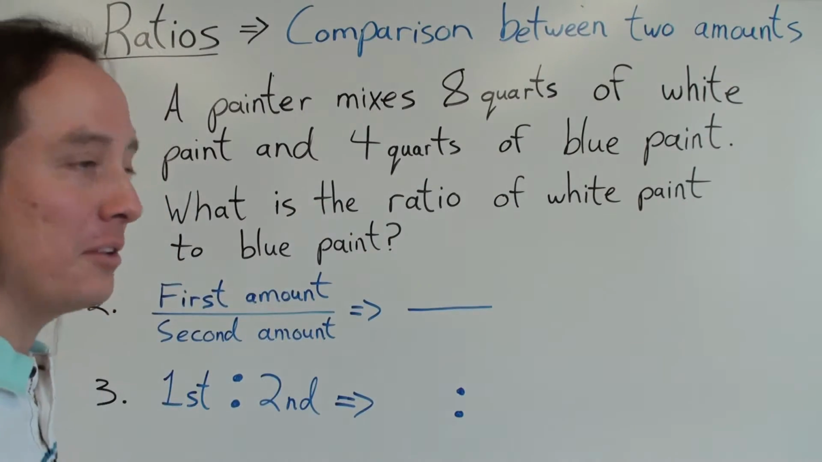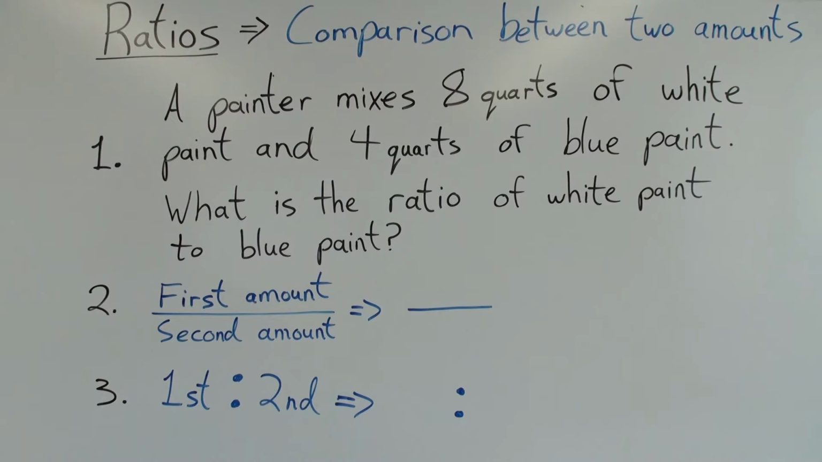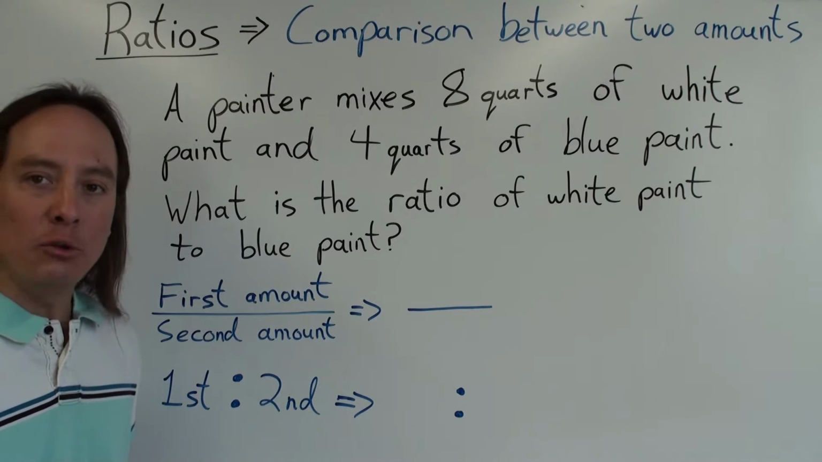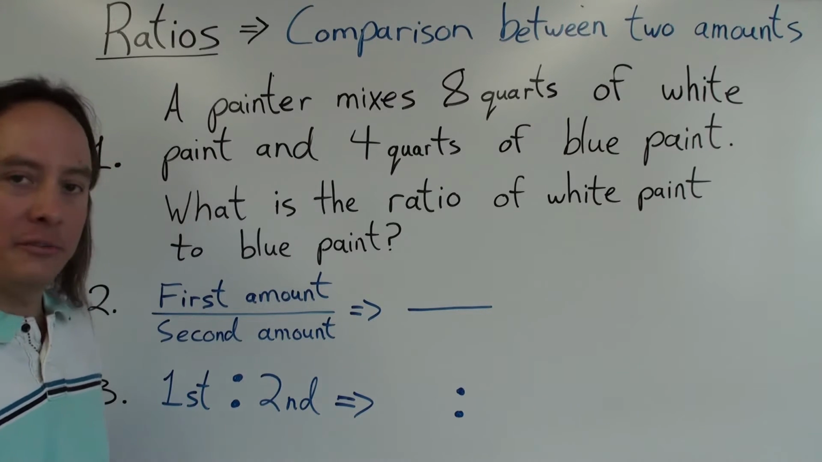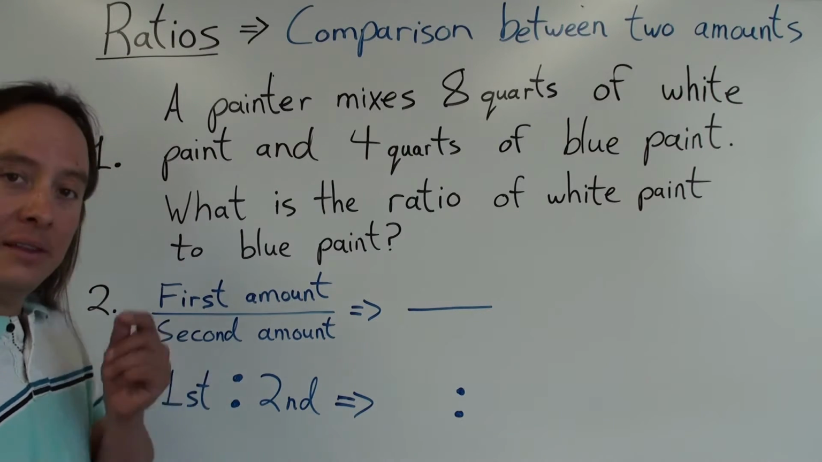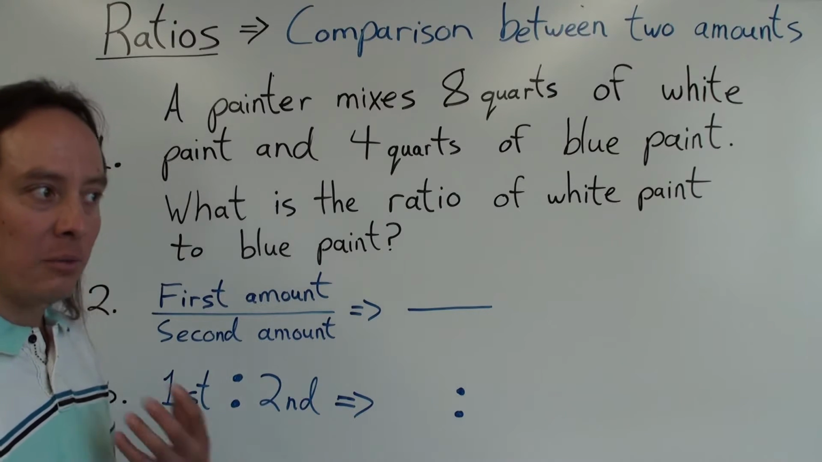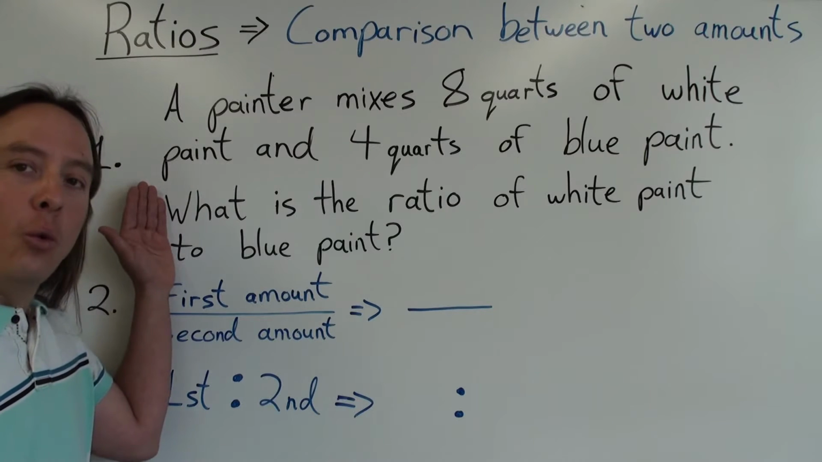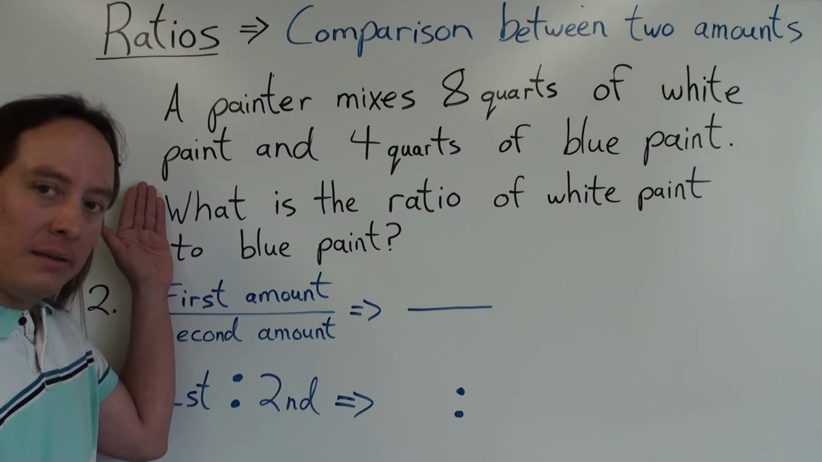I'll read it so you don't have to struggle with my handwriting. It says, a painter mixes 8 quarts of white paint and 4 quarts of blue paint. There's our information. Now the question, and this is where we need to pay attention because that's what we have to answer. The question is right here. What is the ratio of white paint to blue paint?